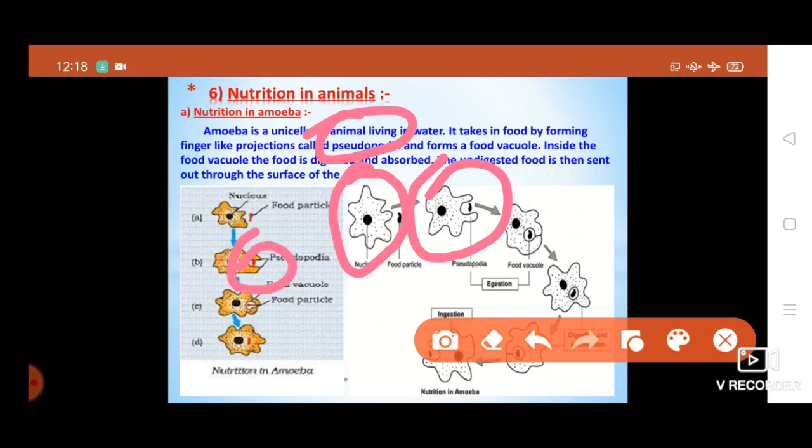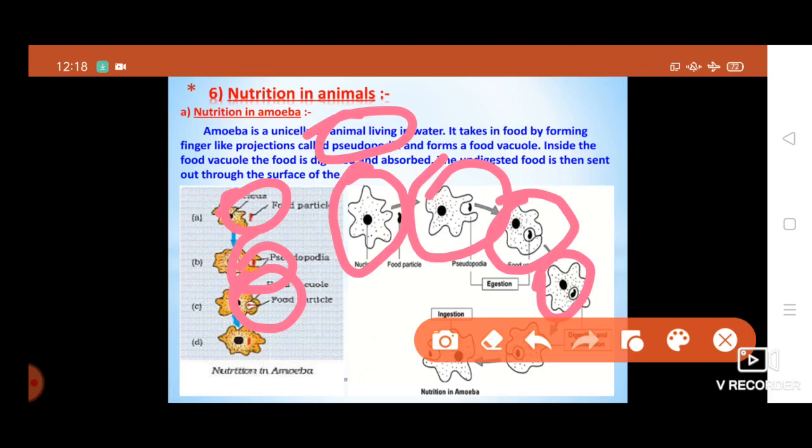In this picture you can observe a food particle, and in the second picture the pseudopodia keeps increasing its size. In the third picture, the food particle has entered the amoeba body, which we call the food vacuole. In the food vacuole, the process of digestion begins, and after digestion is complete, the digested particles dissolve completely in the cytoplasm of the amoeba body.